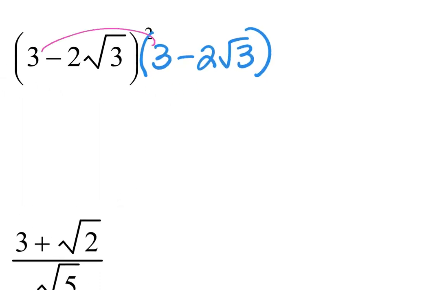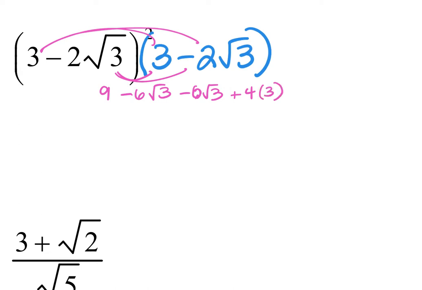So first, 3 times 3 is 9. Outer, 3 times negative 2√3 is negative 6√3. Inner, negative 6√3 again. And last, positive 2√3 times 2√3: 2 times 2, sorry, which is 4, and then √3 times √3, which is 3.